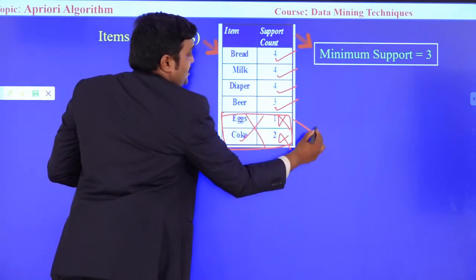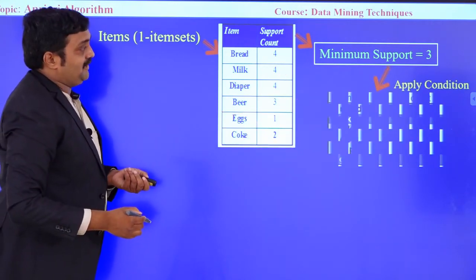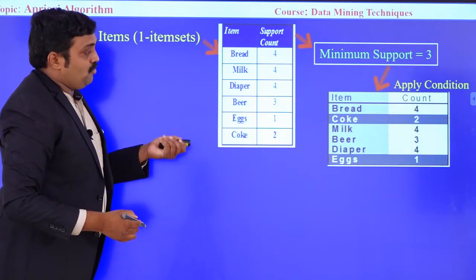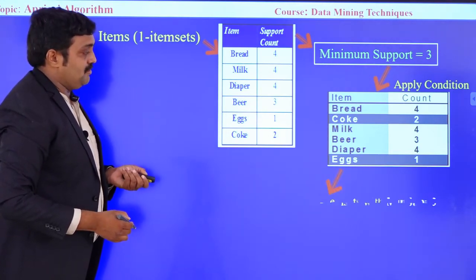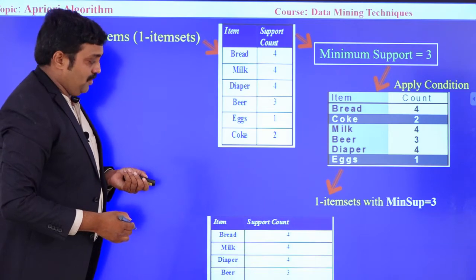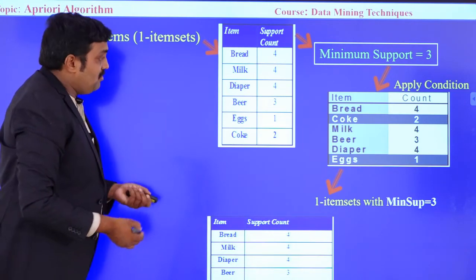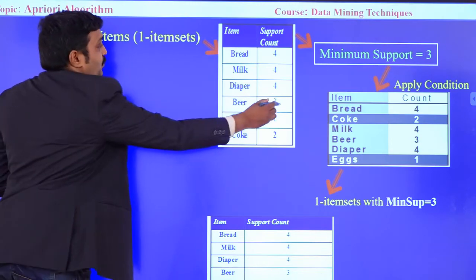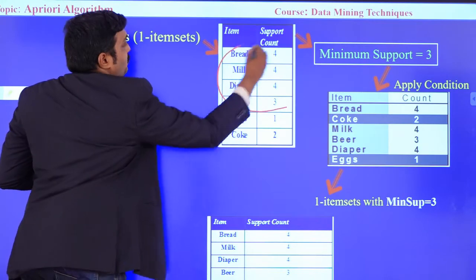That is the next step, pruning. Apply the condition, then what do we get? Coke and eggs do not meet the required number. With minimum support, we are eliminating eggs and coke. We now get only these 4 items in the first round.